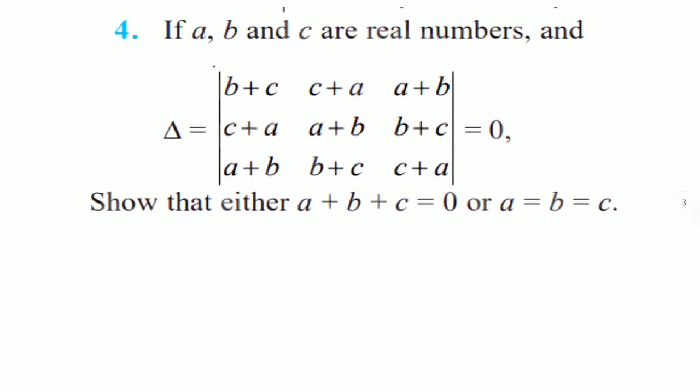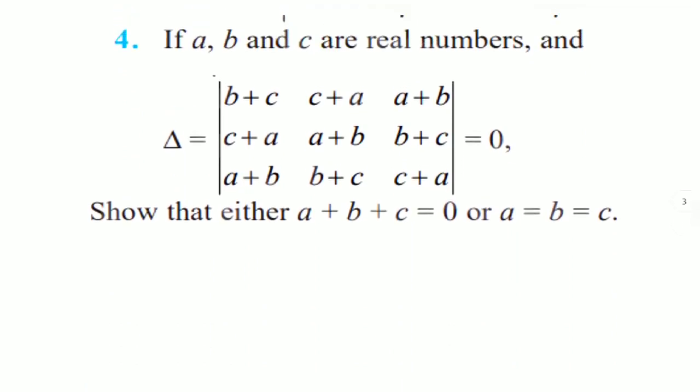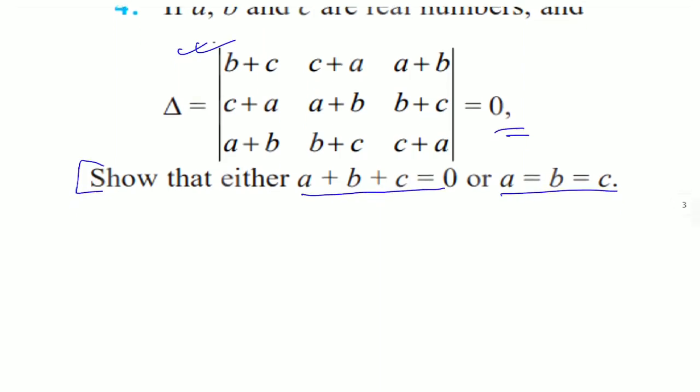Let's proceed to question number 4. This question is a bit tricky because here the value of the determinant is given, while you have to show that either a plus b plus c will be 0 or a equal to b equal to c, right?